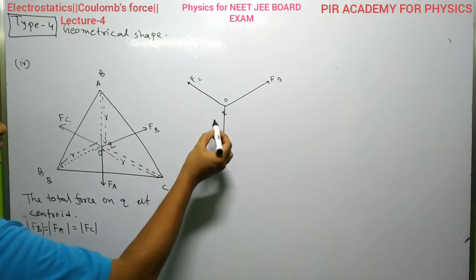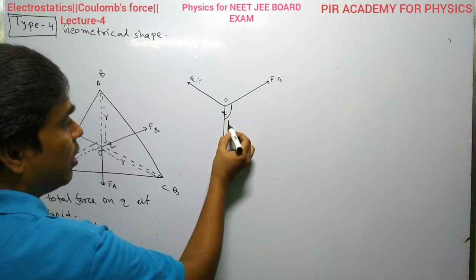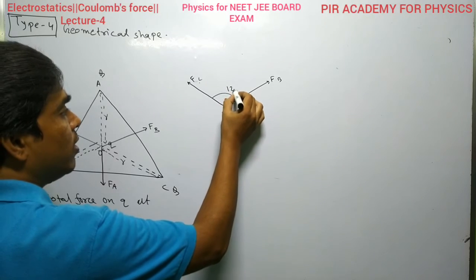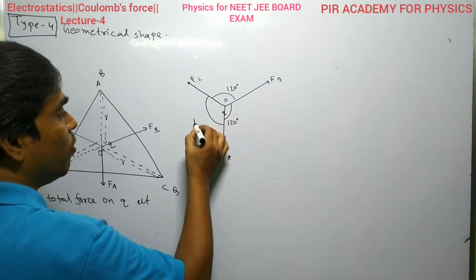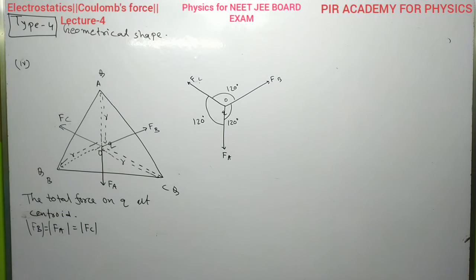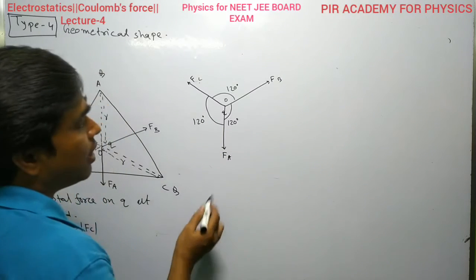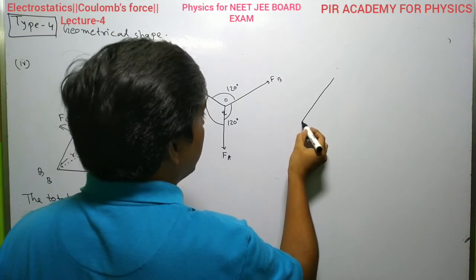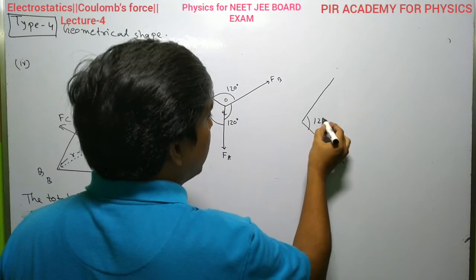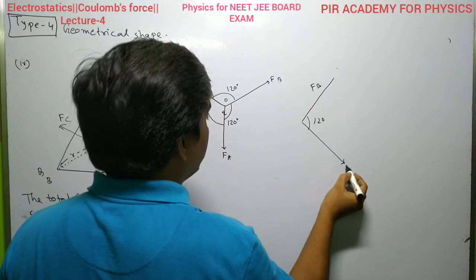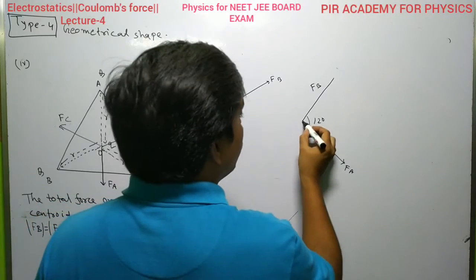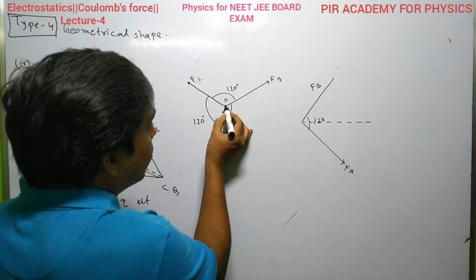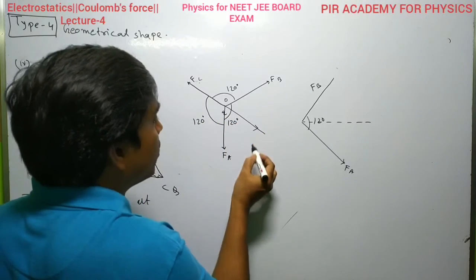If this angle is 120, it must be 120, and all the angles are 120. If I calculate the resultant of this force and this force, here is Fb and here is Fa, the resultant will be along this direction.